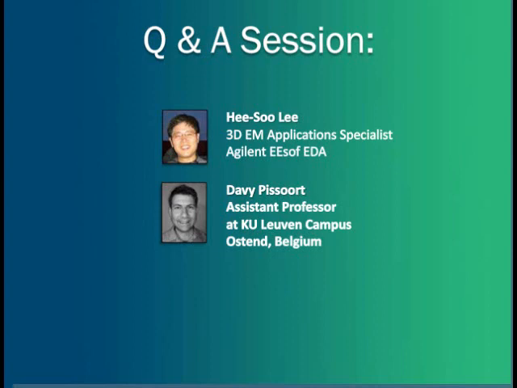Like here, how would you treat different grounds on the PCB? If you have a digital ground and an analog ground, how would you treat them to minimize EMI? Davey, would you be able to answer this question?